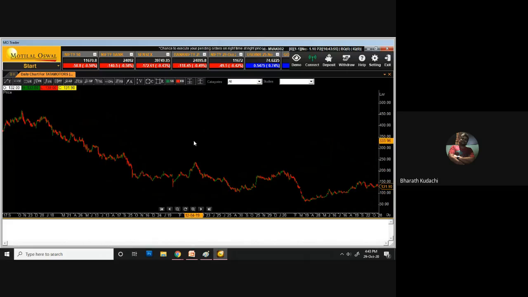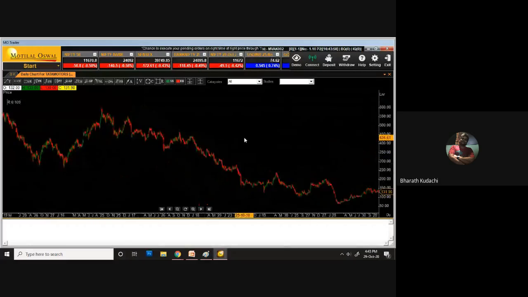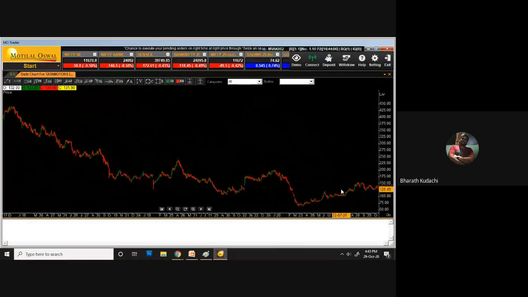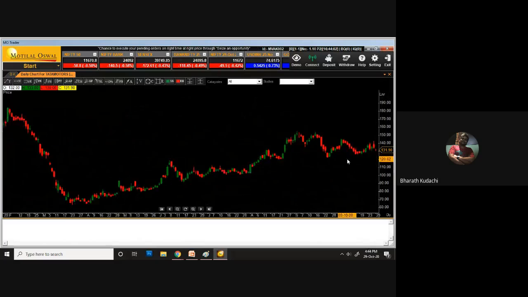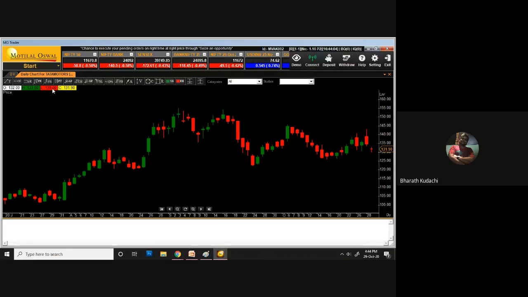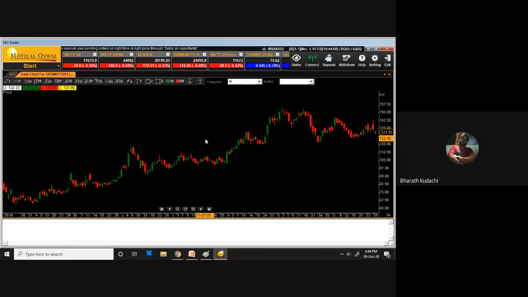So this is the candle diagram of Tata Motors. Right now they are trading at a price of 131.90. This is today's closing value. Today it opened at 132. I have told you already.